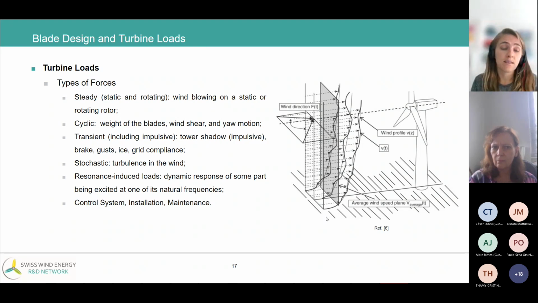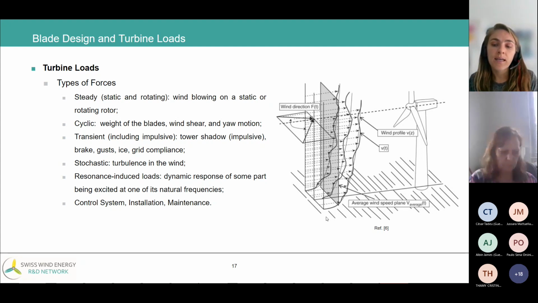The next type of force is stochastic. The turbulence of the wind will also cause some load, some forces. And then the resonance, as already explained, every component will have a natural frequency, and you need to know these natural frequencies to not have one component being coupled to another component or even with the frequency of the rotor. And then later, forces due to control system, installation and maintenance.